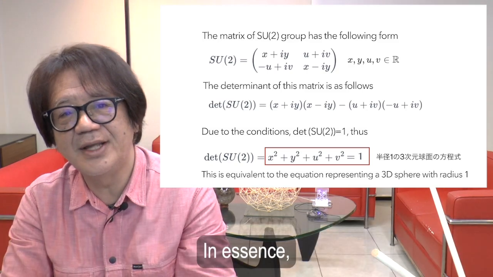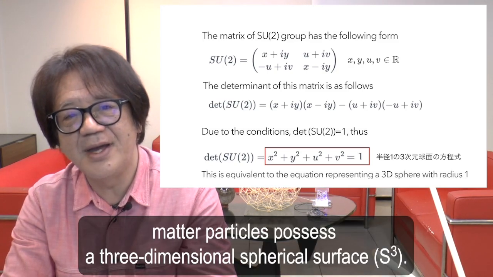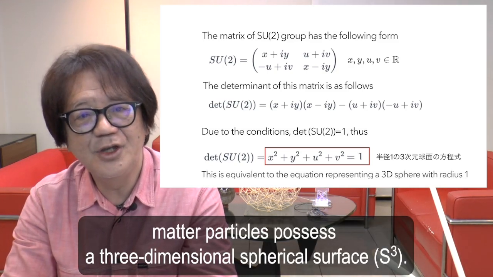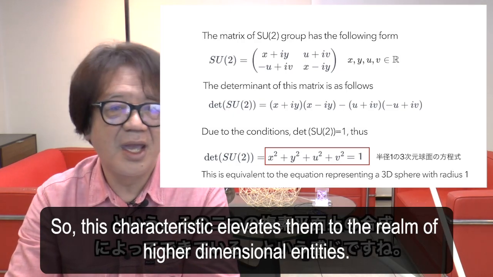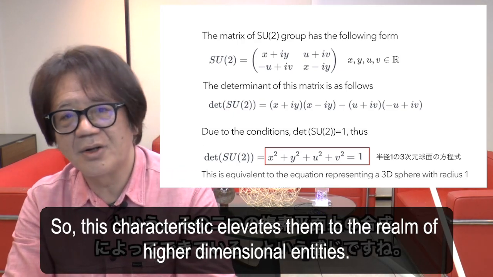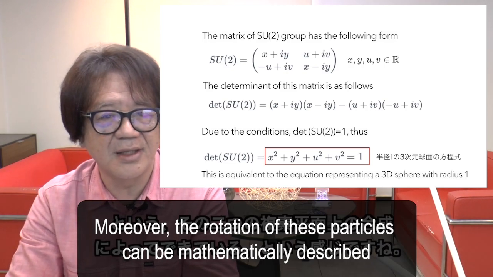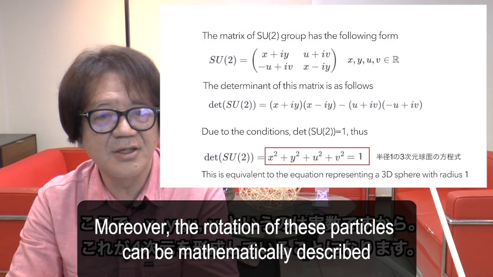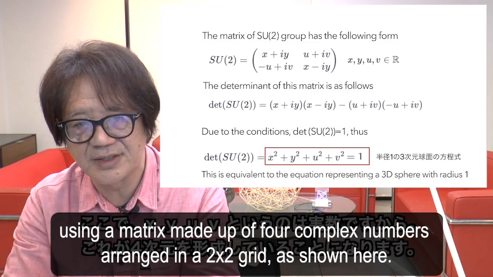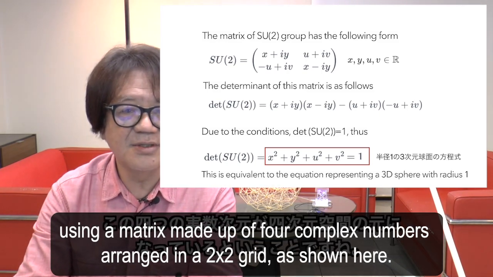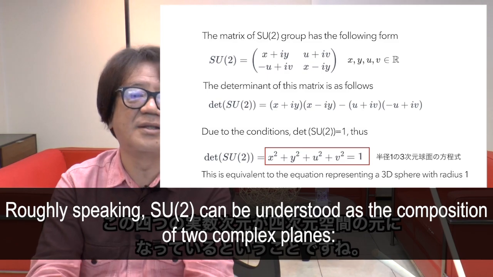In essence, matter particles possess a three-dimensional spherical surface, S3. So, this characteristic elevates them to the realm of higher dimensional entities. Moreover, the rotation of these particles can be mathematically described using a matrix made up of four complex numbers arranged in a 2 by 2 grid as shown here.